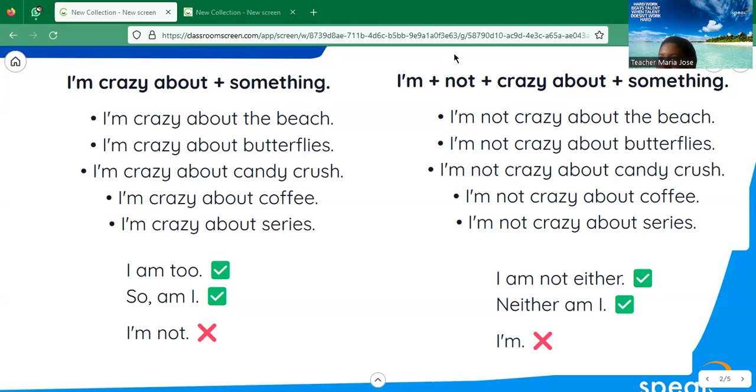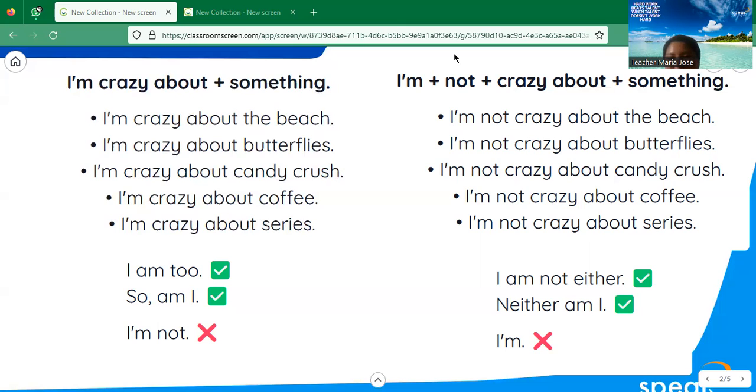What is your answer to that, Alex? I'm too. Okay. Maria Jose, what is your answer? And I. All right. Next one. Francisco, another thing that you are crazy about? I am curious about drinking one beer. Really? Right now? Yeah. Okay. Because of the weather, right? Too hot. Only one. Only one. Okay.